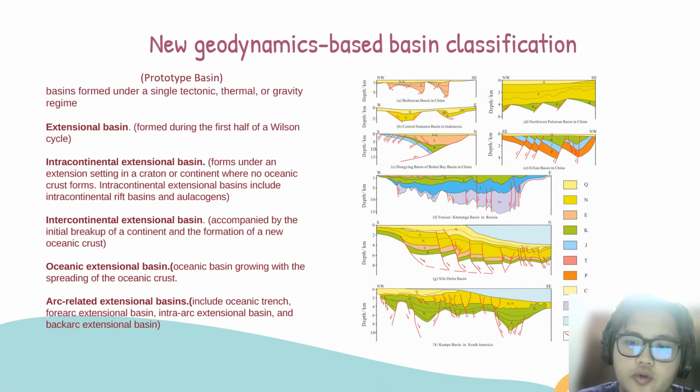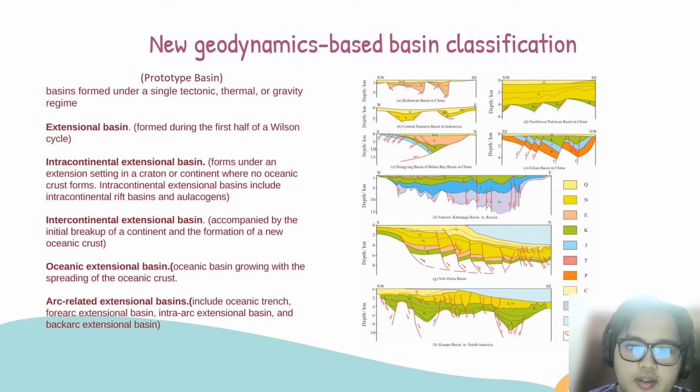Okay, now we move to the new geodynamic basin classification. It was actually the main focus in this paper. There are three types of new geodynamic basin that had been identified by the writer. The first category is the prototype, the second one is the flexural, and the last one is the strike slip basin. Now we will learn about the prototype basin first.